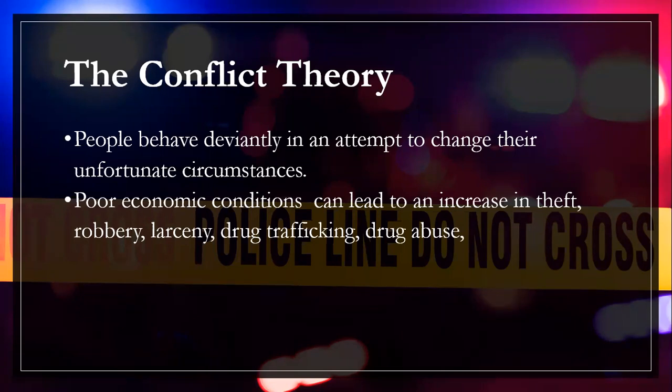So the way the conflict theory is presented by Mr. Karl Marx is a split in society, where basically the poor gets poorer and the rich get richer. And there isn't really much opportunity given by the rich to uplift the poor to come out of their unfortunate circumstances. So the conflict theory proposes that with poor economic conditions, it can lead to an increase in theft, robbery, larceny, drug trafficking, drug abuse, and other crimes as well.